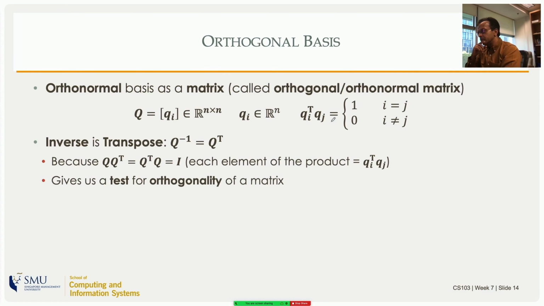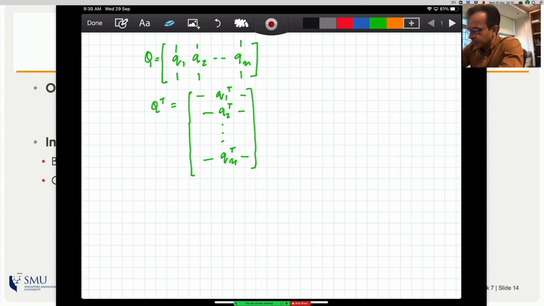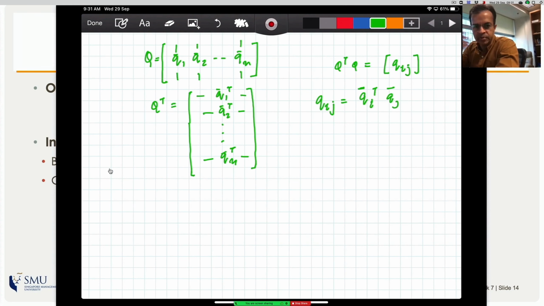Orthonormality implies some interesting properties. It basically means that taking the inverse is just transposing the matrix Q1, Q2, Qn standing in columns. That is my Q matrix, and my Q transpose is in rows. If I take the product Q transpose Q, the ij element is actually Qi transpose as a vector times Qj. That comes from the dot product version of matrix multiplication: ith row of the first matrix dotted with the jth column of the second matrix. And we know that this is equal to 1 if i is equal to j and equal to 0 when i is not equal to j. So that means it's an identity matrix.